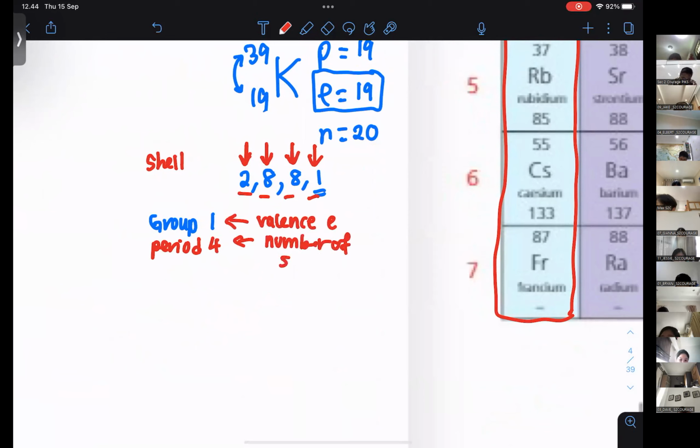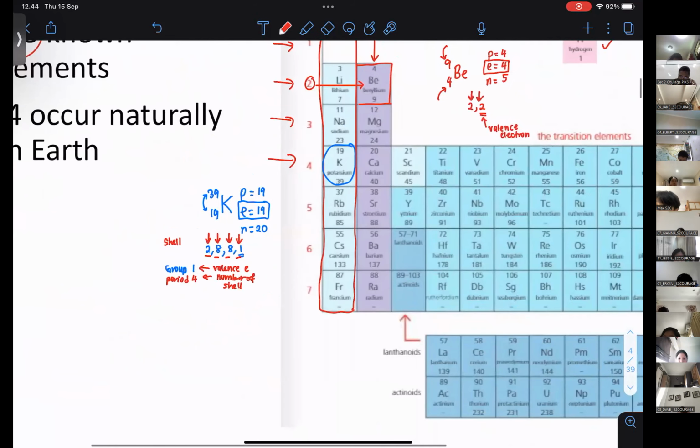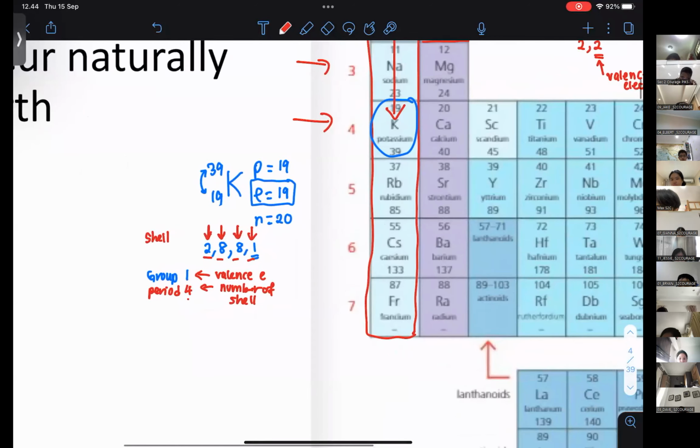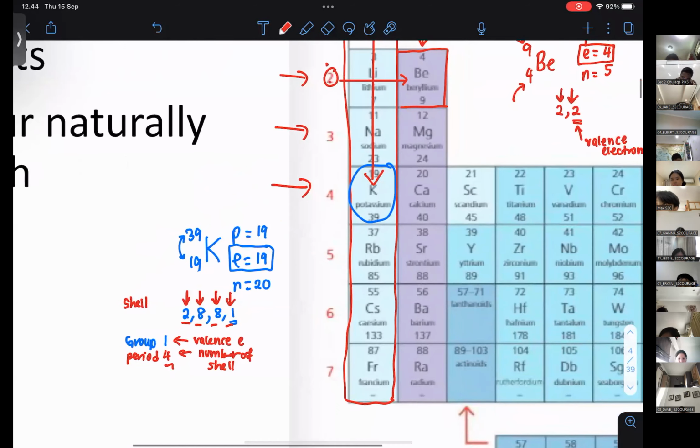So now, if you look at group number 1, you see potassium K is in group number 1. And then we know it's going to be period number 4. 1, 2, 3, 4. Period number 4. Is that clear?